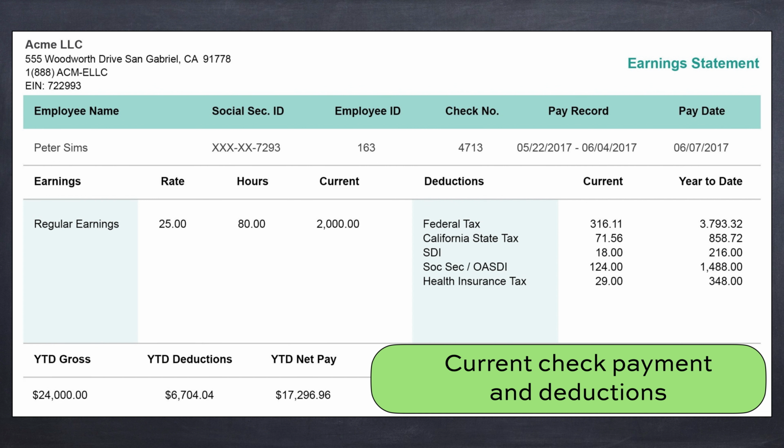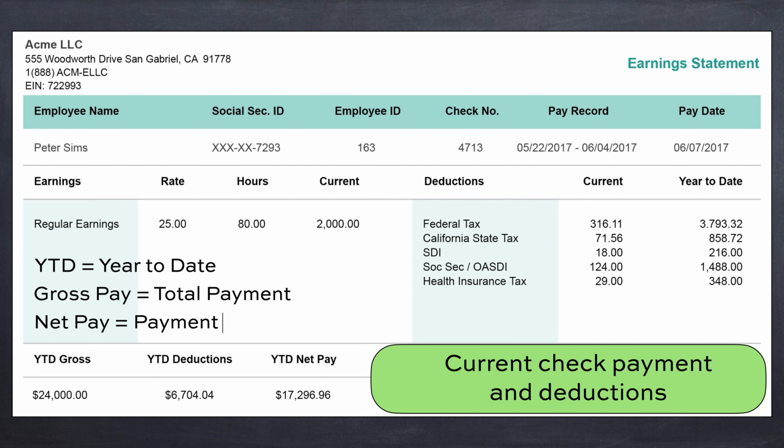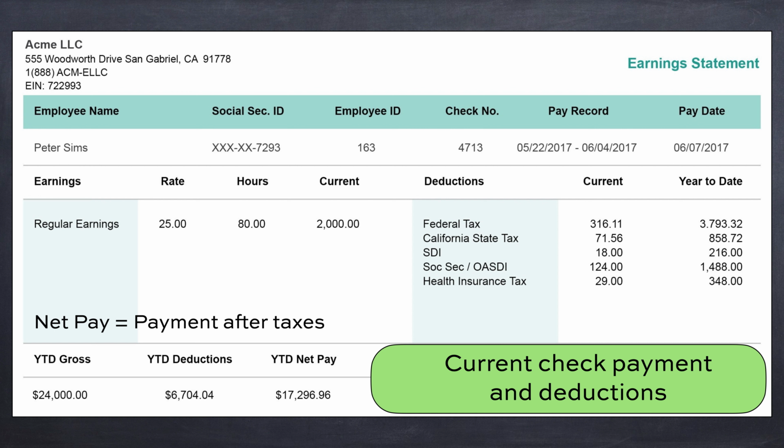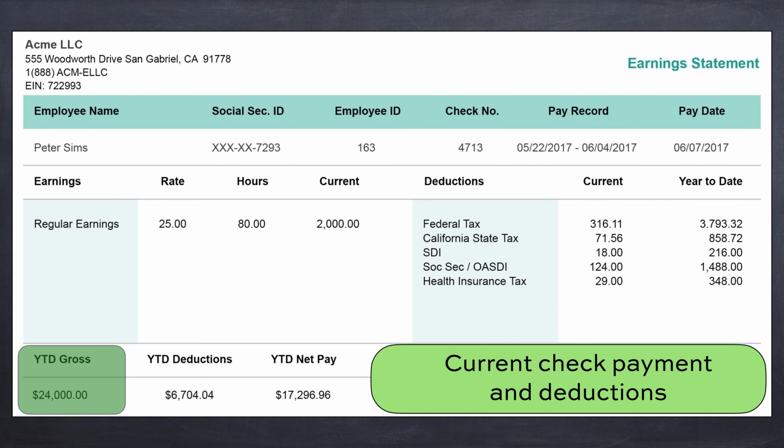Again, a few things to note here. YTD means year-to-date, so where you see YTD, that means year-to-date. Gross pay is going to be your total payment before taxes are taken out. And then you've got net pay, that's the important one. That's payment after the taxes are taken out. So let's take a look at Peter's year-to-date gross, net and deductions. Year-to-date gross, that's going to be $24,000 the company has paid him this year.